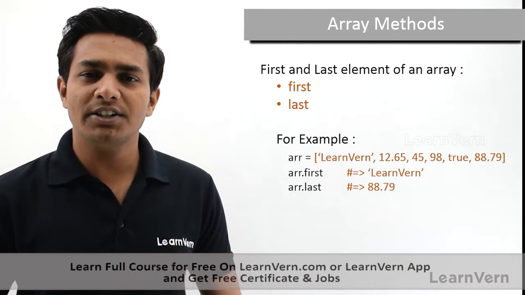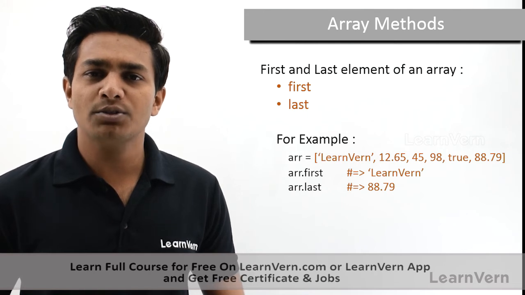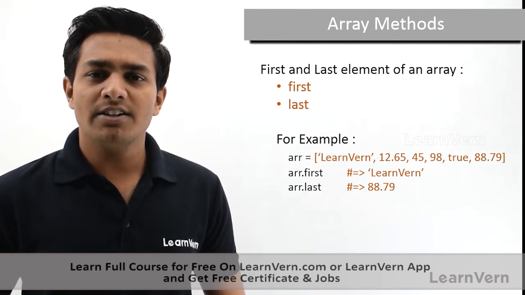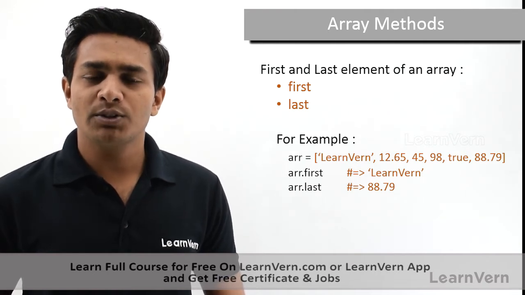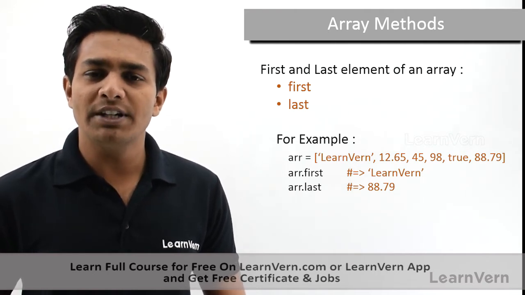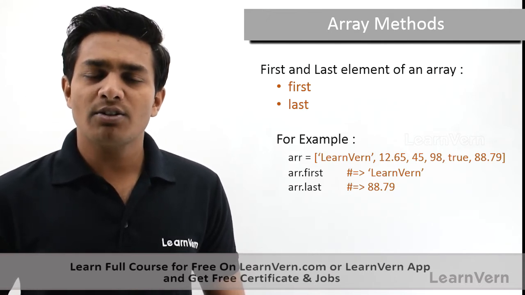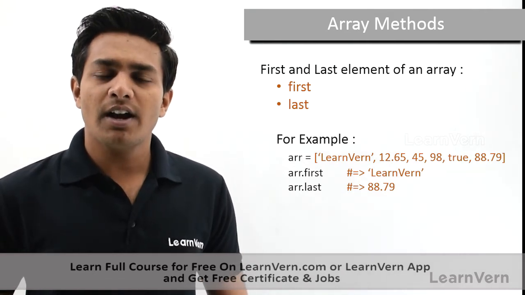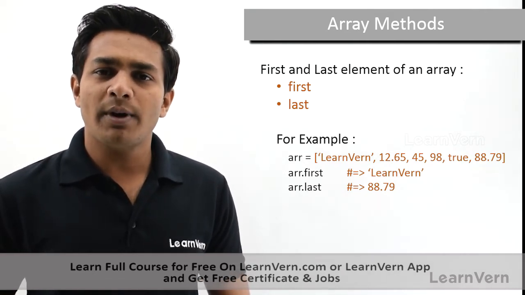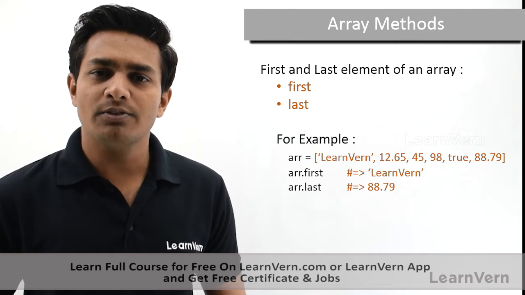Here you can see in a screen I have created one array that contains different values of different objects, and if I am firing a first method on my array, so here I have written my variable name dot first, and that will return me the first element of my array. Here it is learn1. And if I am firing last method on my array variable name, then here it has returned 88.79, that is our float value.